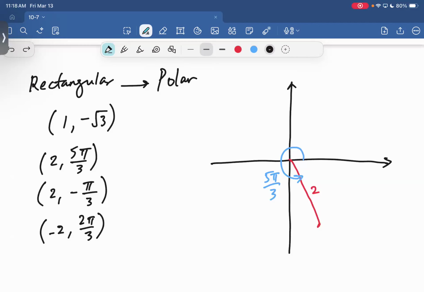Or this one, 2 pi over 3? The radius here is positive if I have an angle of 5 pi over 3, which are going in the same direction. Yes. Any other questions?